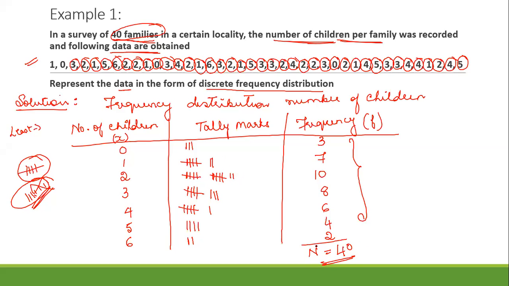Your total, that is the capital N, should be equal to the survey: 40 families. It should be equal. If it is not equal, that means somewhere you have gone wrong. Did you understand? This type of problem you will surely get for 5 marks in your paper. Here they have directly asked for discrete frequency distribution.